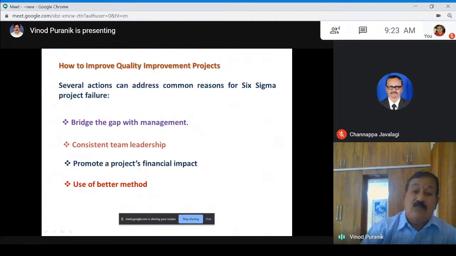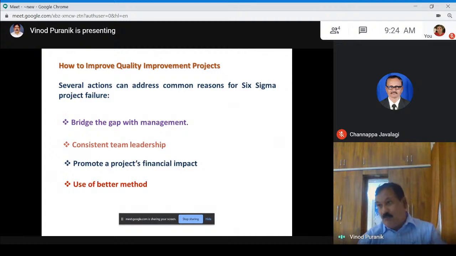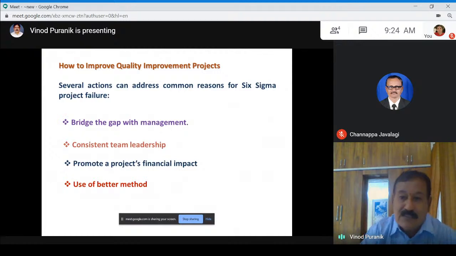Then the things are there. Once we know the problems, how do we address this? How do we address this to improve the quality of the improvement projects? There are several actions we can take to address the common reasons for Six Sigma project failure.